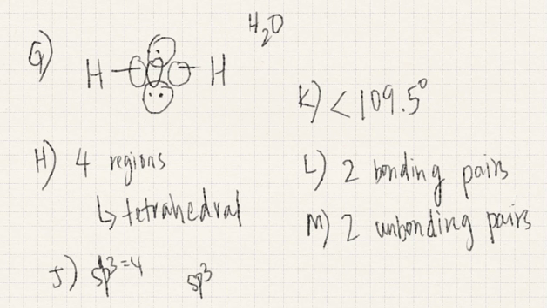Okay, so let's do N. So N says, what is the molecular geometry? So we have the central atom and we have 2 bonding pairs and 2 unbonding pairs. So the B stands for bonding and the U stands for unbonding. So let's draw the VSEPR structure.